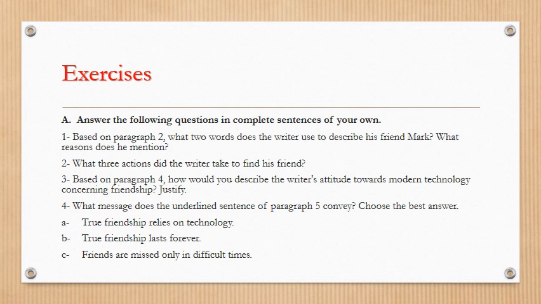Okay, now let's move on to the questions. Based on paragraph 2, what two words does the writer use to describe his friend Mark? He talked about loyalty. He talked about him being there with him forever. What reasons does he mention?